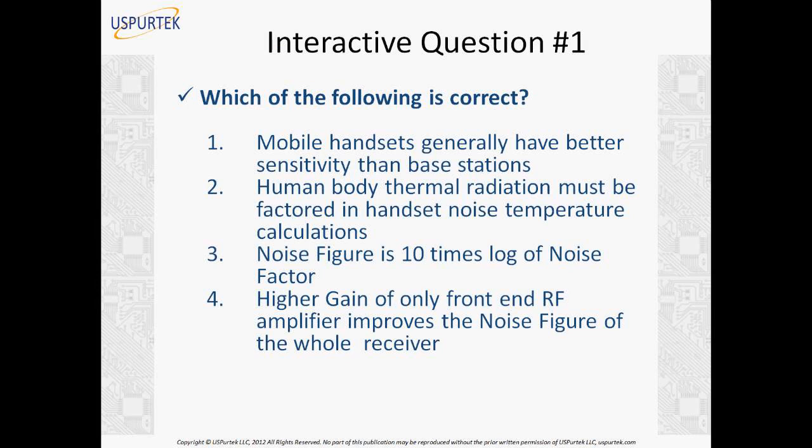So number one is not correct, because as we just discussed, the mobile handsets are not as sensitive as the base stations. They need not be actually. Human body thermal radiation, we don't need to figure this in, because we are already taking the environment, which is 290 degrees K from the earth. Noise figure is 10 times log of noise factor, well, that is true. Higher gain of the front end RF amplifier improves the noise figure of the whole system. That is correct. Number 4 is also correct. If we recall the Friis equation, when we have a cascade of amplifiers, it's the front end that matters the most for noise figure.